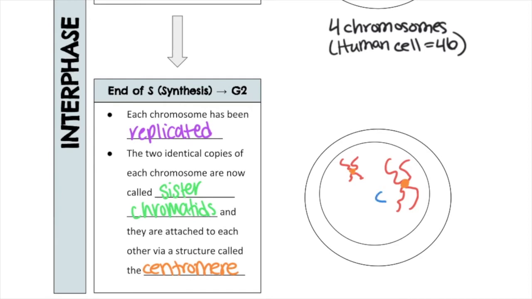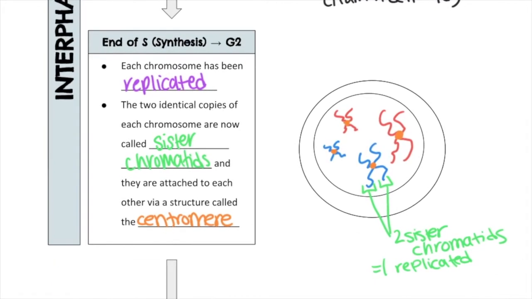We have a long blue chromosome, and here's its identical copy attached at the centromere, and the short blue. So now you can see, again, we have 4 chromosomes in the cell. Just to make this easier for later, I'm going to use my green to identify the sister chromatids. So 2 sister chromatids basically represents 1 replicated chromosome.